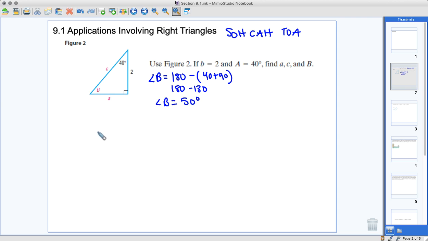Then you decide, are you going to find little a first or little c? It truly does not matter. I'm going to find little a first. Based off of my 40-degree angle, this is the opposite side, this is the adjacent side. So tangent of 40 degrees is equal to little a over 2. Multiply by 2 on both sides. Little a is 2 tangent of 40. Then you get to use your lovely calculators. Biggest thing, make sure you are in degree mode, because we are talking angles in degrees, not radians. So 2 tangent of 40 is 1.7.